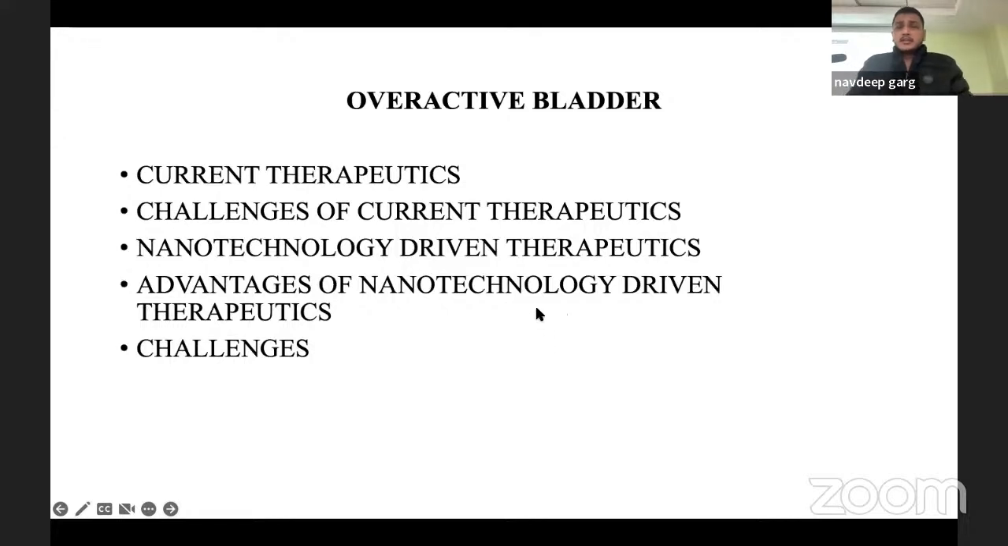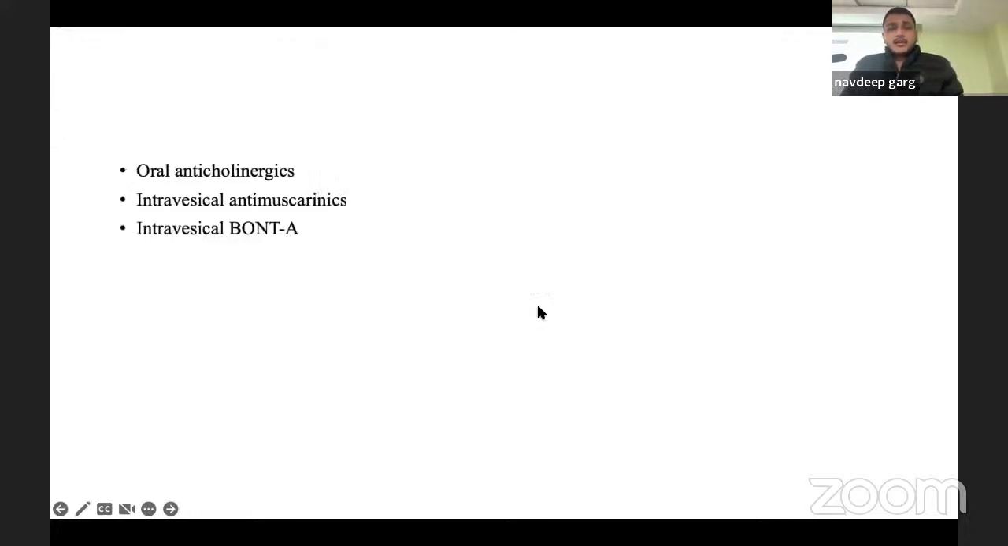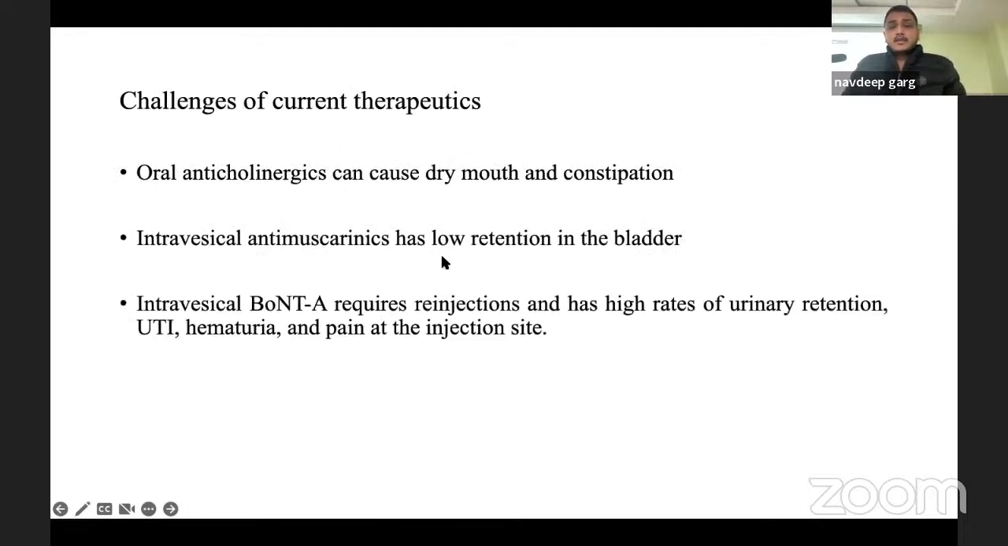Coming to the second, the overactive bladder. Here we all know the current therapeutics used are the oral anticholinergics, intravesical antimuscarinics, as well as the intravesical botulinum neurotoxin A. The challenges in the current therapeutics are that oral anticholinergics can cause dry mouth and constipation. Intravesical antimuscarinics can cause low retention in the bladder, and intravesical botox may require re-injections, with higher rates of urinary retention, UTIs, hematuria, as well as pain at the injection site.